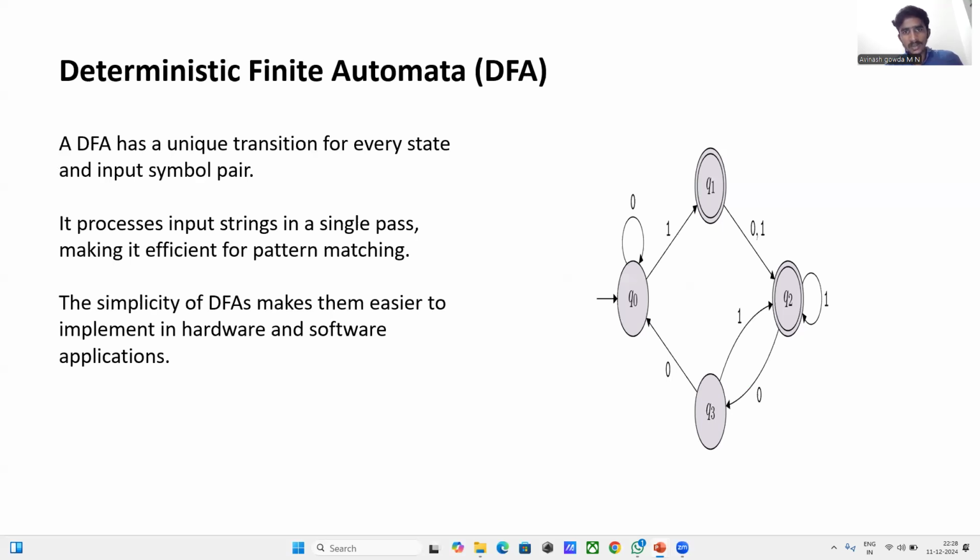Deterministic finite automata. A DFA has a unique transition for every state and input symbol pair, and it processes input strings in a single pass, making it efficient for pattern matching. The simplicity of DFAs makes them easier to implement in hardware and software applications.